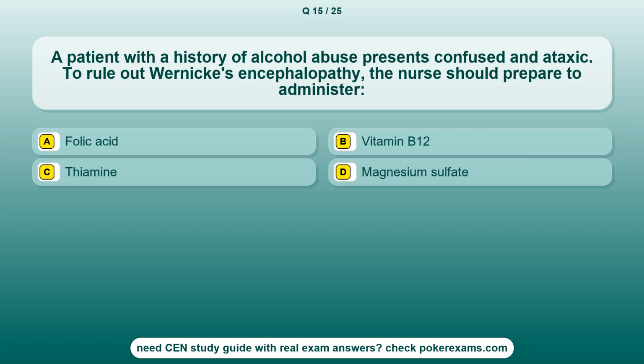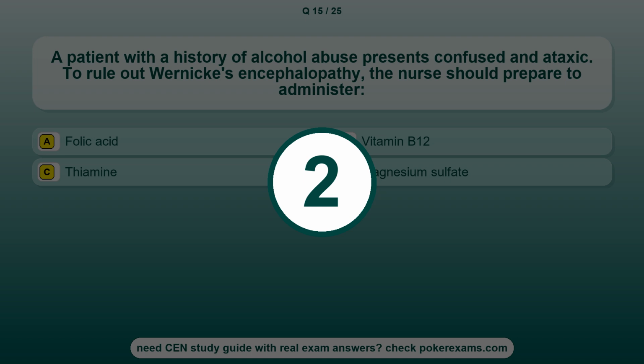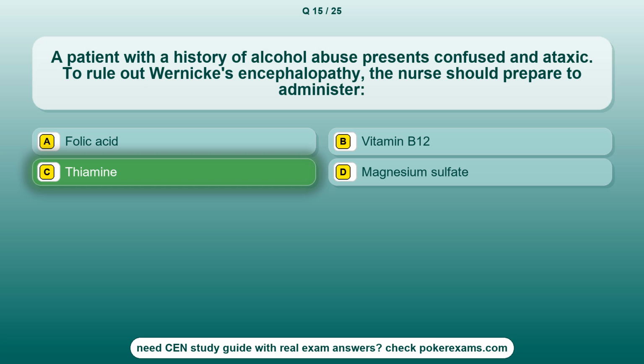Question 15. A patient with a history of alcohol abuse presents confused and ataxic. To rule out Wernicke's encephalopathy, the nurse should prepare to administer option A, folic acid, option B, vitamin B12, option C, thiamine, option D, magnesium sulfate. The correct answer is option C, thiamine.